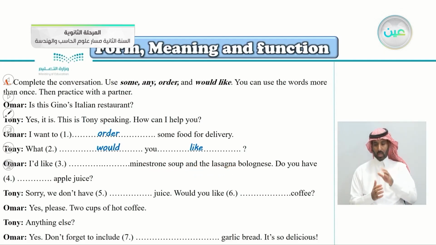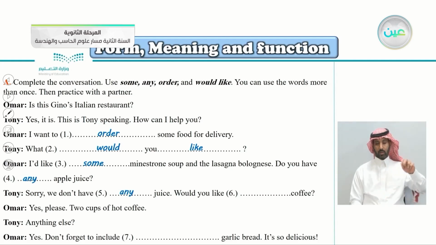So what do we say here? Very good. I'd like some, because this is an affirmative sentence here. I'd like some minestrone soup and the lasagna bolognese. Do you have apple juice? This is a question. So do we put some here? Of course not. We use any, because any comes with questions and negative forms. Tony, sorry, we don't have juice. This is negative. So very good. Of course, it's any again.